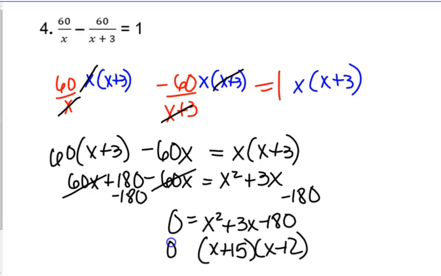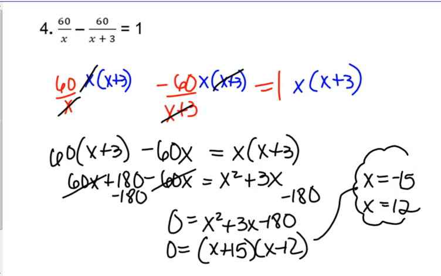Most of you would have taken a while to figure that out. Or you could have used quadratic. You could use a quadratic program if you have it. We set each of those equal to 0. We get x equals negative 15 or x equals 12, neither one of which will make the denominator 0, so we should be good. You can take time to check those.